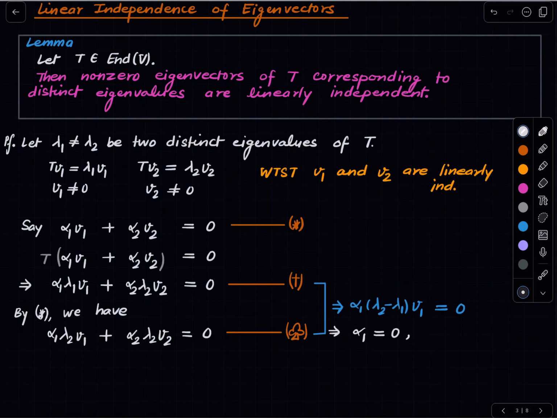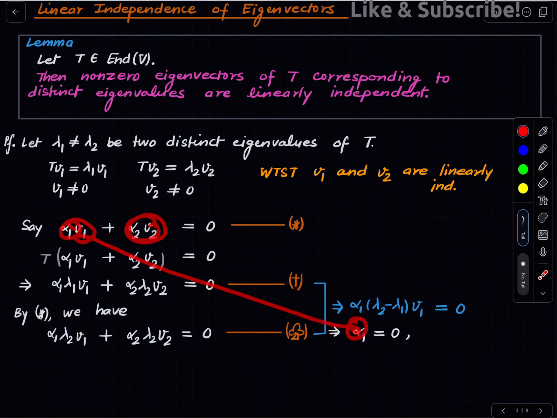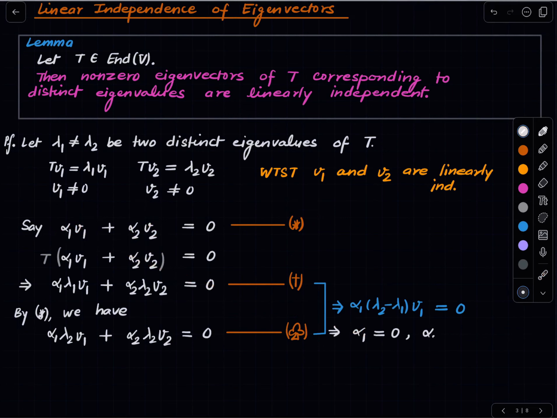Once you know alpha 1 is 0, you get alpha 2 is also 0 by this equation. Or you could repeat the reasoning for alpha 2. So we have proven this for two eigenvalues: you pick two distinct eigenvalues, and the corresponding non-zero eigenvectors will be linearly independent.